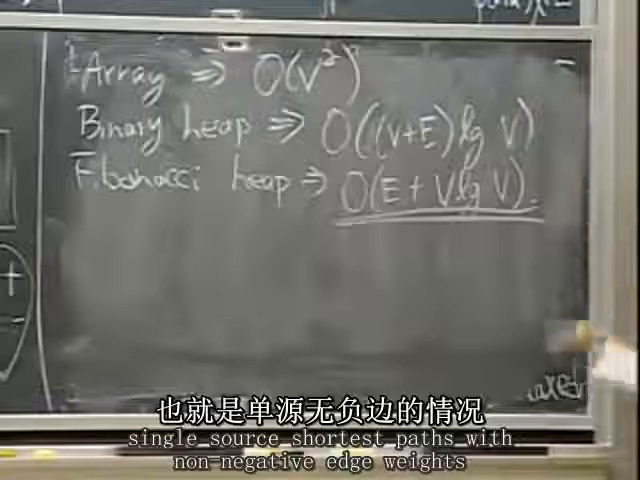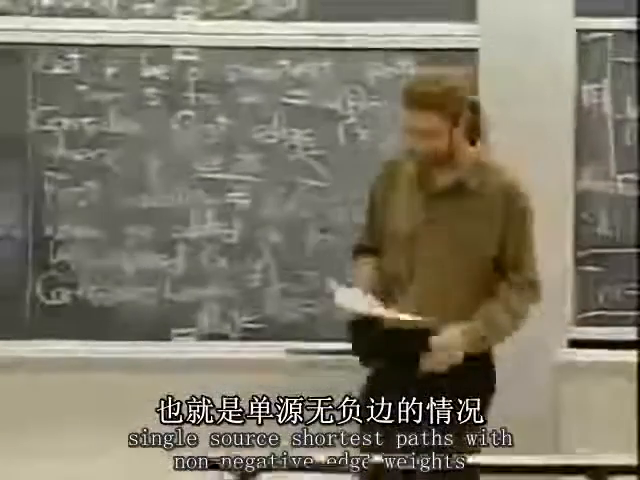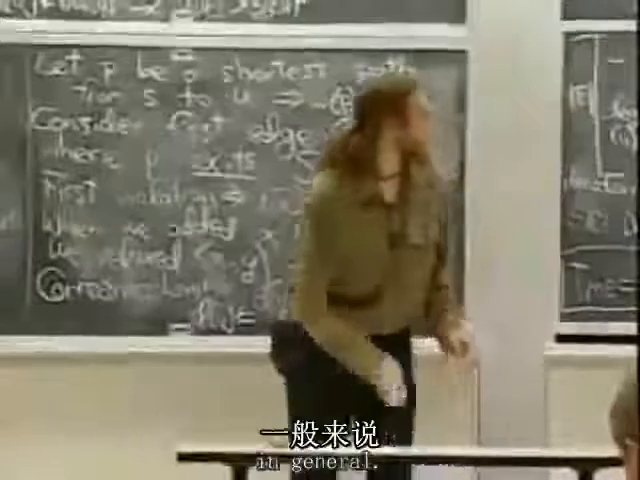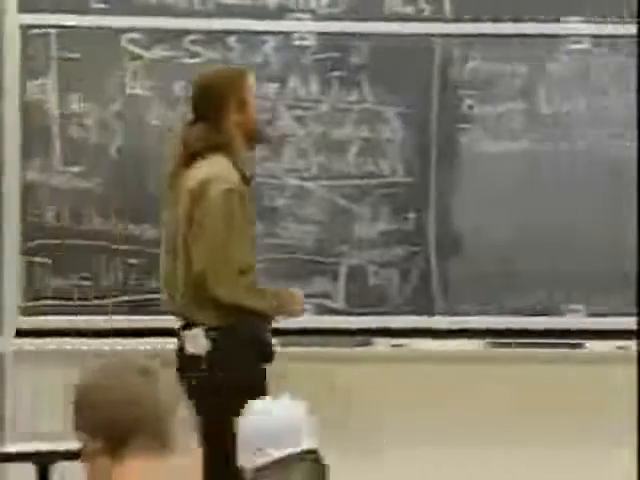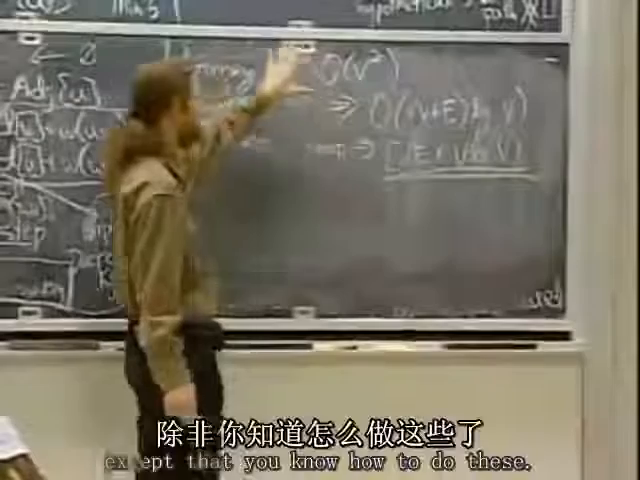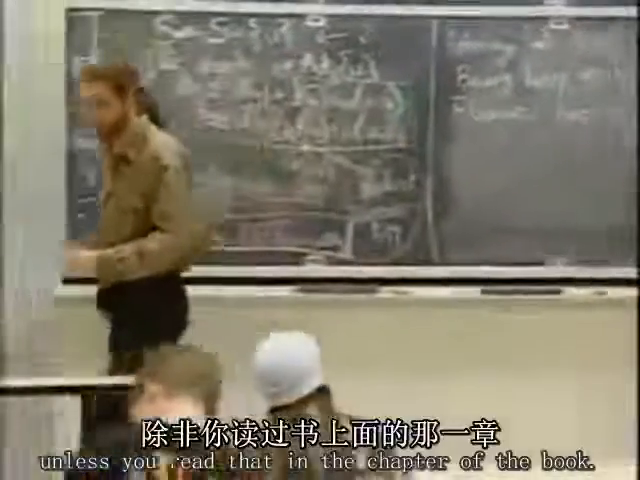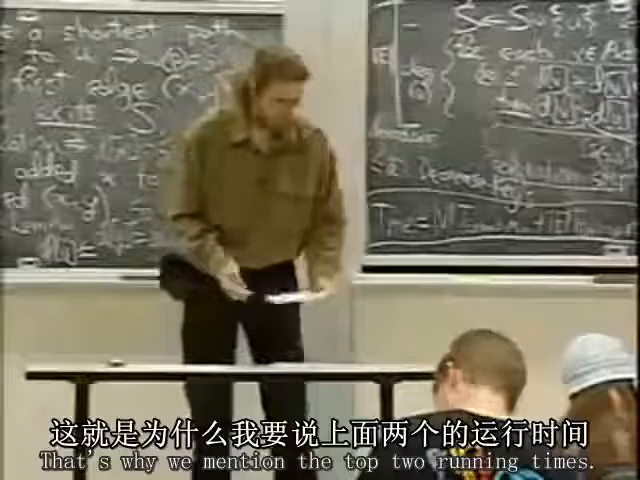This is the best we know how to solve single source shortest paths with non-negative edge weights in general. Okay, and this is almost as good, and this is sometimes better than that, but these are essentially irrelevant, except that you know how to do these. You don't know how to do a Fibonacci heap unless you read that chapter of the book. That's why we mentioned the top 2 running times.